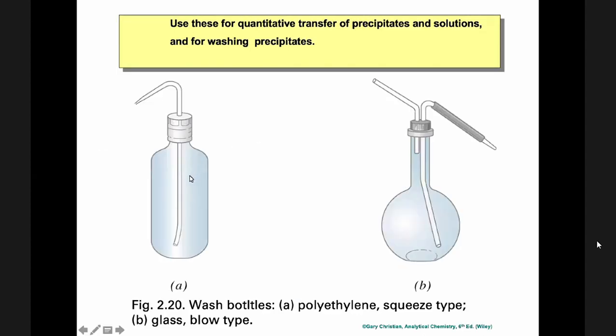Okay, you are already familiar with this, no? Wash bottles. We have the squeeze type, and this one is the blow type. These are used for quantitative transfer of precipitates and solutions and for washing precipitates.